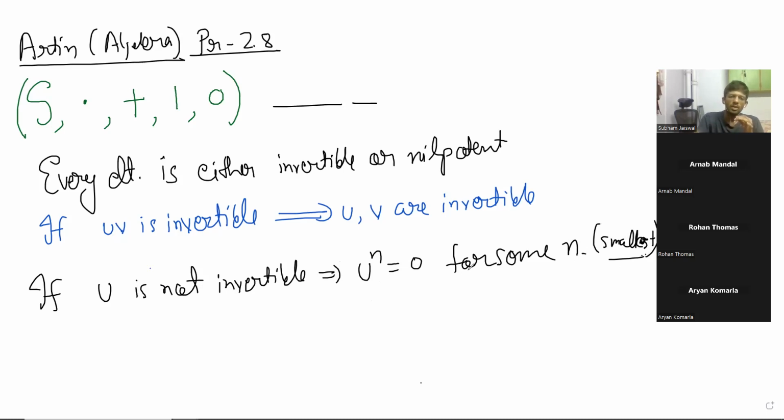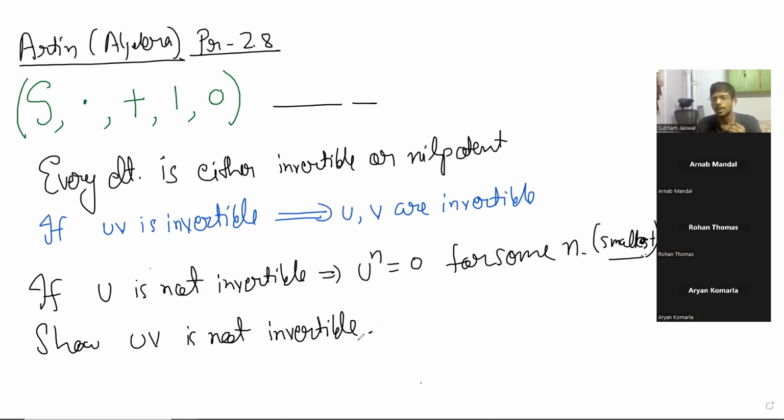Your goal is to show that UV is not invertible. These kinds of problems you have to go like this. You cannot directly show that it's invertible, because what is its inverse? Can you write it down? No. So then how will you show? How will you get to that in the proof? You have to use that U to the n and show that UV is not invertible.